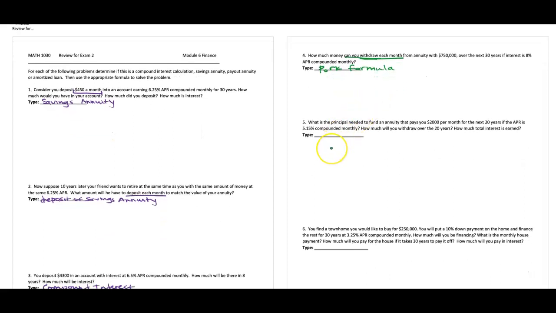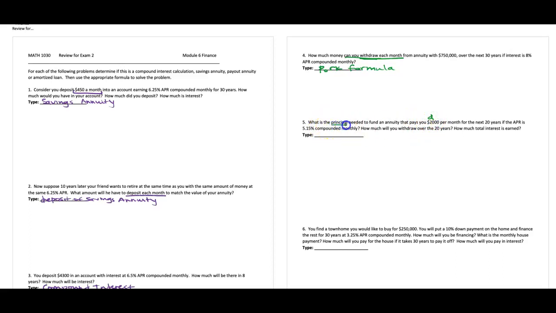Okay, what about number 5? What is the principal needed to fund an annuity that pays you $2,000 per month for the next 20 years, if the APR is 5.15% compounded monthly? So principal needed. You're going to pay yourself $2,000 a month, that's how much you want to withdraw. So you know what D is, and we're not trying to find D on this one.